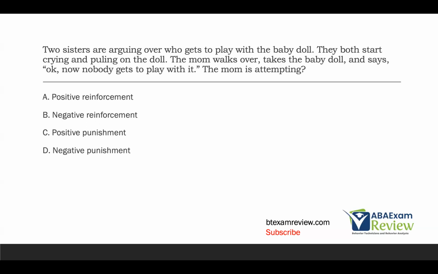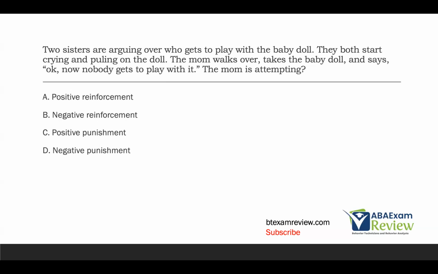Two sisters are arguing over who gets to play with the baby doll. They both start crying and pulling on the doll. The mom walks over, takes the baby doll and says, okay, now nobody gets to play with it. The mom is attempting what? Okay, this is a reinforcement punishment question. When we get reinforcement punishment questions, we have two things we need to do. We need to figure out, is it positive or negative? And then is it punishment or reinforcement?